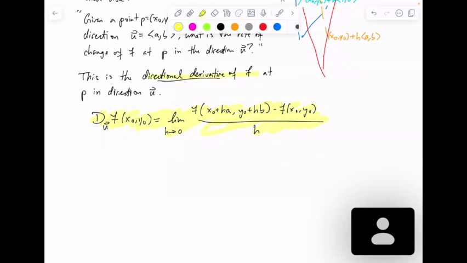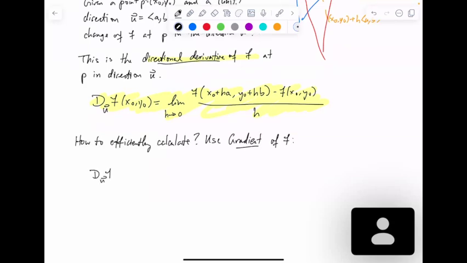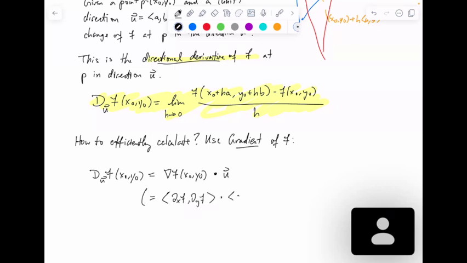And once again, this looks in general pretty complicated. So how do we calculate this? Well, we use a gradient. It turns out that whenever f has partials that exist and is differentiable at x naught, y naught, then its directional derivative in any direction, instead of having to evaluate this from scratch, you could just take the gradient of f at the point x naught, y naught, dotted with the direction u. All right, so in this case, this would be partial x of f, partial y of f, dotted with AB.